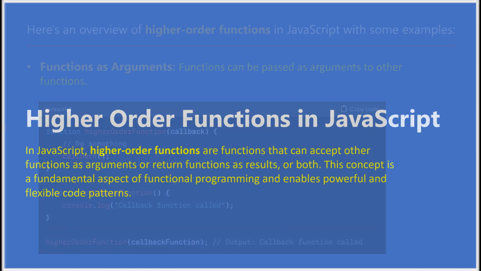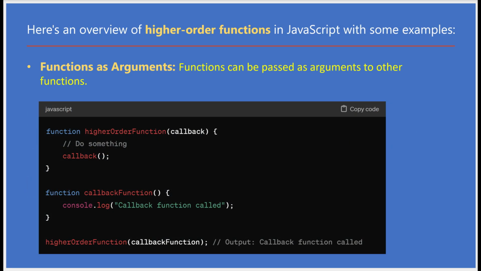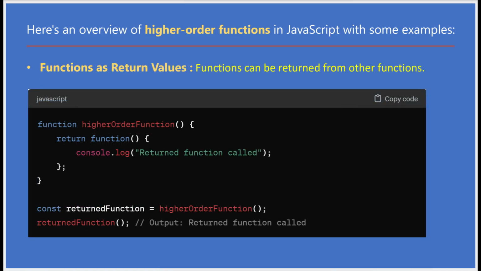To kick things off, consider functions as arguments. In JavaScript, it's perfectly acceptable to pass functions as arguments to other functions. Here's a simple example. Imagine a function named higherOrderFunction that takes another function, callback, as an argument. This callback function is then invoked within the higher-order function. When higherOrderFunction is called with callbackFunction as its argument, the console logs "Callback function called". Output.